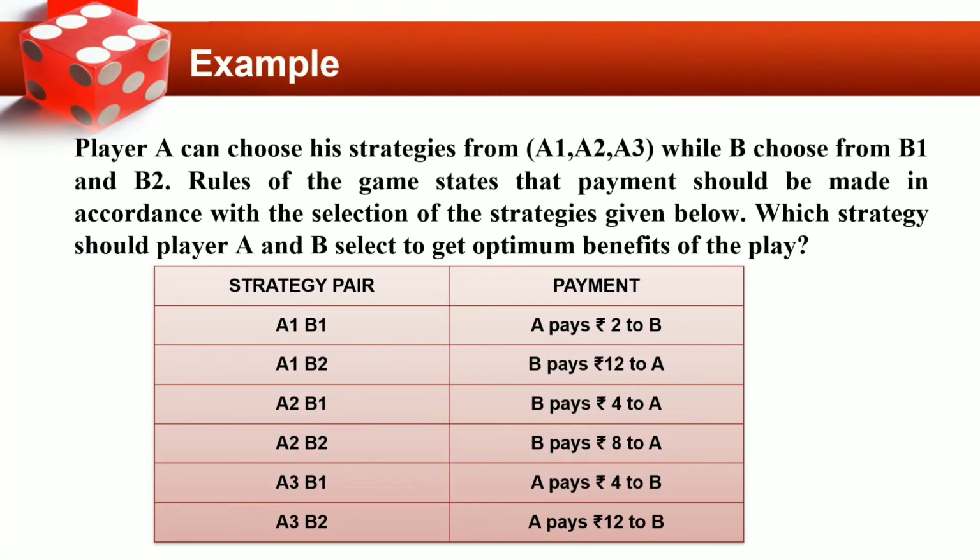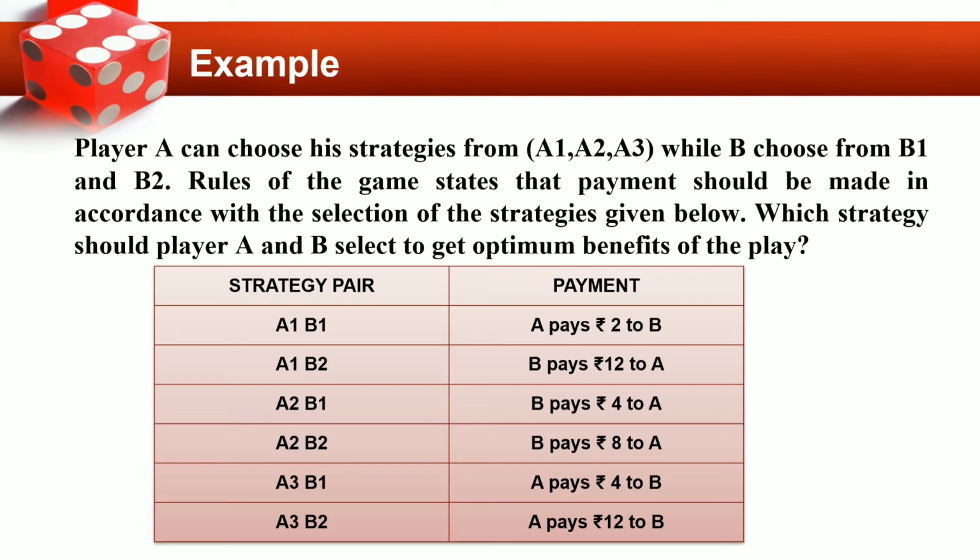Now let's move on to the example. Here we have a numerical question. Player A can choose his strategies from A1, A2, A3, while B chooses from B1 and B2. Rules of the game state that payment should be made in accordance with the selection of the strategies given below. Which strategy should player A and B select to get optimum benefits of the play? So, here in the table we have a strategy pair and the payments.